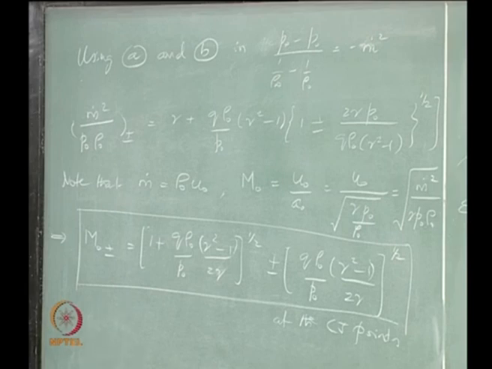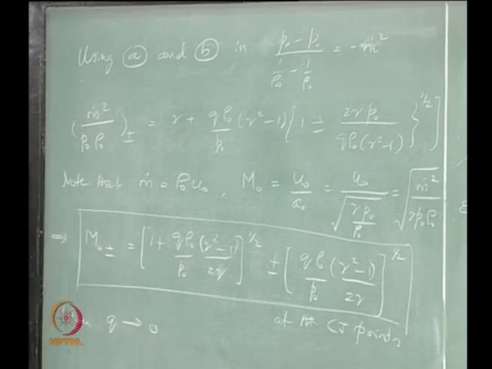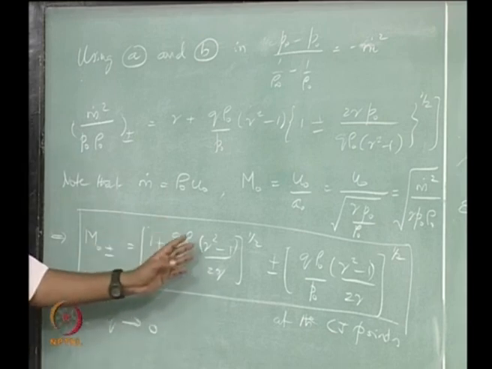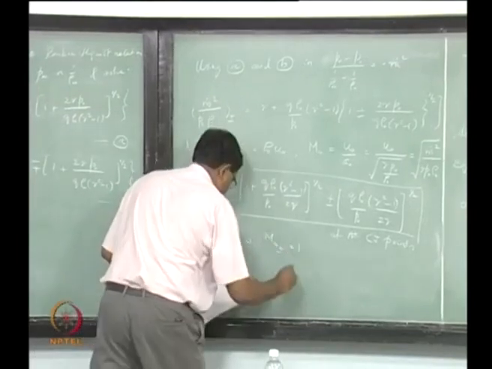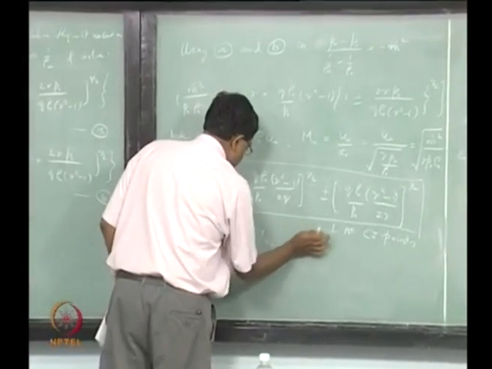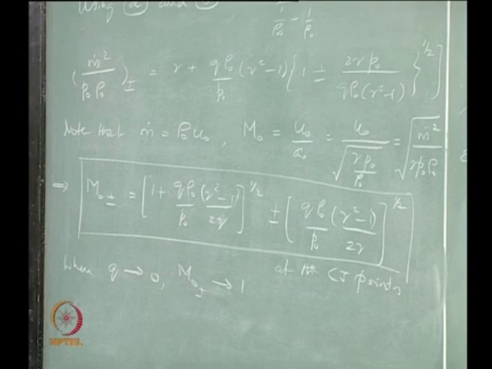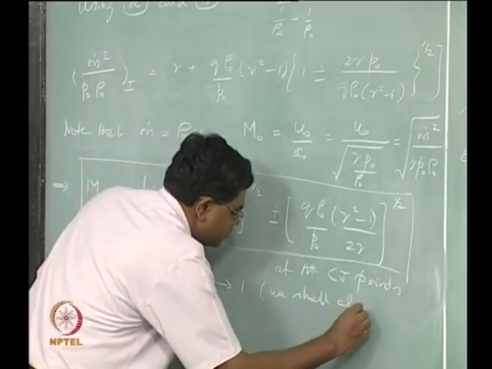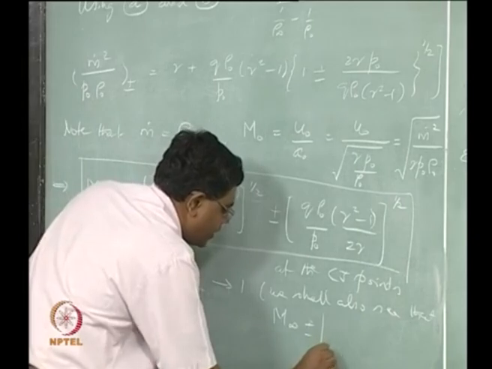What we can see from here is, when Q goes to 0, right, this goes to 0, this goes to 0, so you just get M naught plus or minus equal to 1. So when Q goes to 0 we get M naught plus or minus going to 1, and we would also see that M infinity plus or minus at CJ points equals 1.